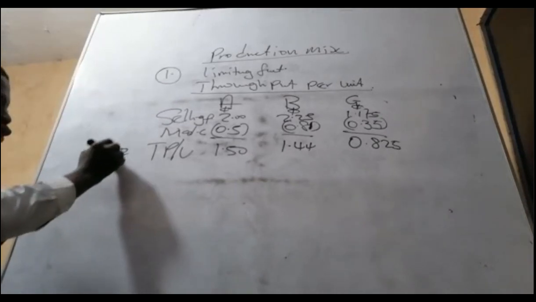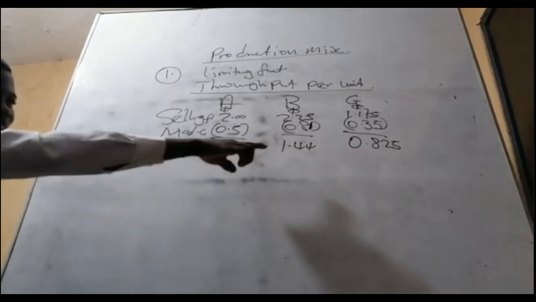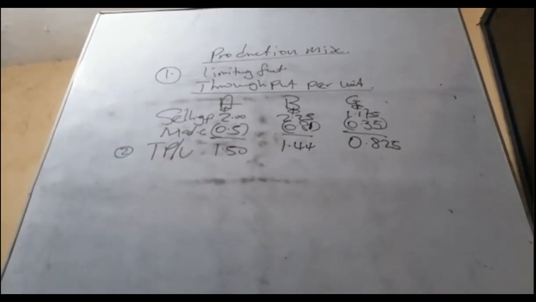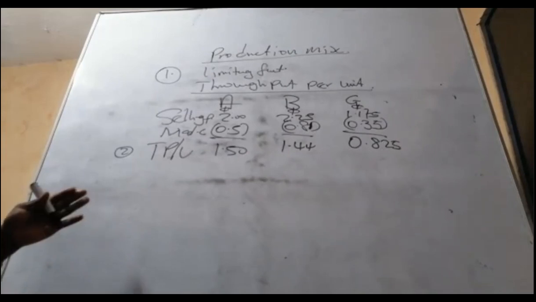Now let's see. Step 3, you calculate throughput per limiting factor. Throughput per limiting factor. This is step 2, and this is step 3. How do you get the throughput per limiting factor? That means we have to divide the individual throughput here by the limiting factor. Now that we know that the limiting factor is the quality control, in exams you just have to bring the quality control.